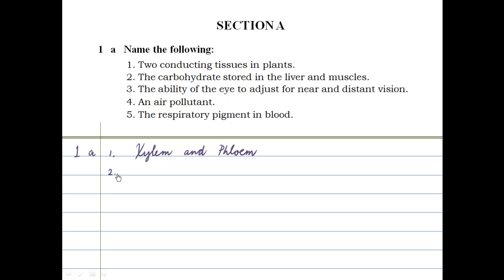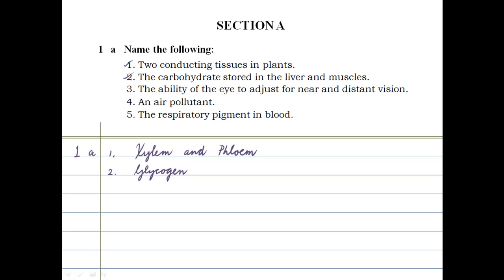Number 2, it says the carbohydrates stored in the liver and muscles. Now, you're aware that glucose is stored in the liver and muscles, but it's stored in the form of, that's right, glycogen. And that is a carbohydrate which is stored in the liver and muscles. So we are done with this.